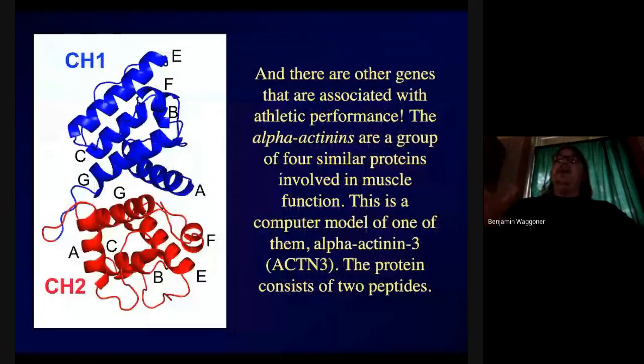There's one more gene I'll talk about that's associated with athletic performance. This is a computer model of a protein called alpha-actinin 3. It's made up of 2 peptides, each of which has multiple alpha helices. You should be able to recognize this stuff by now. And it's involved in muscle function.